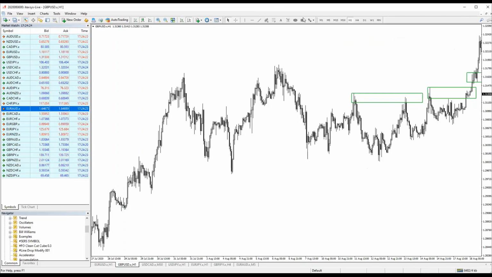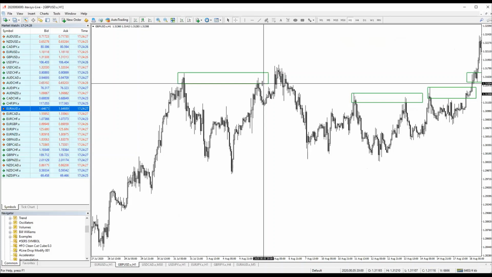Okay, here's another supply. What happened first time? We get our 15, 40 pips potential, 15 pips for sure, right? Risking 21.